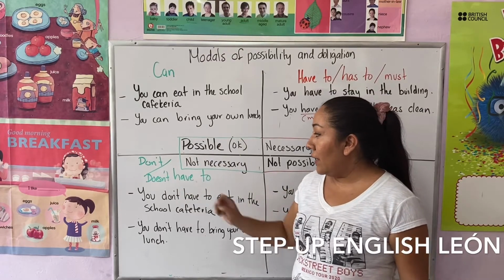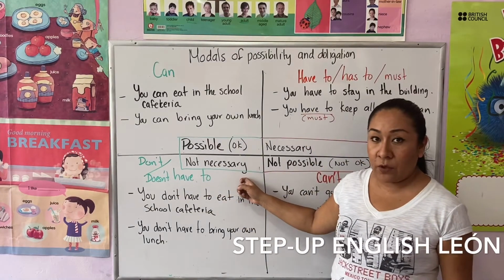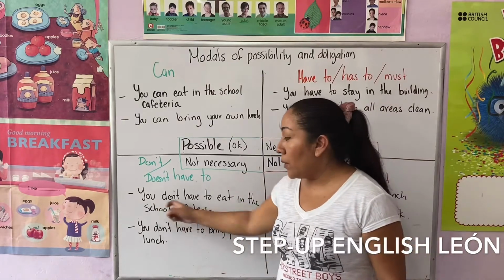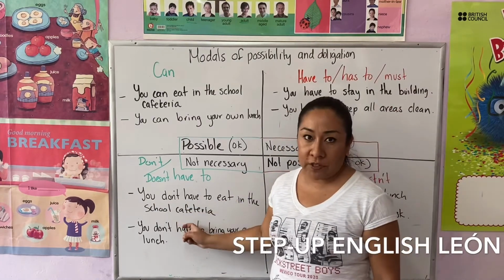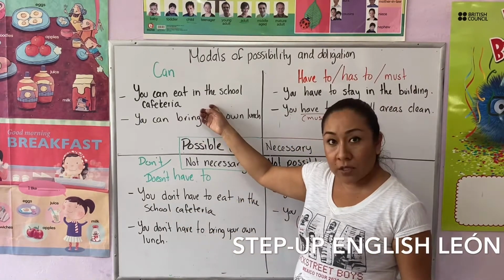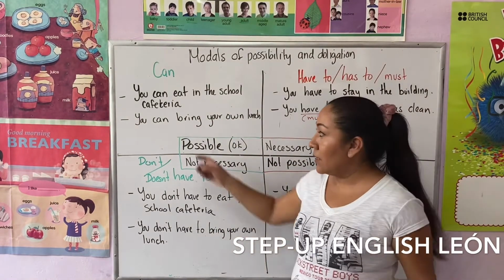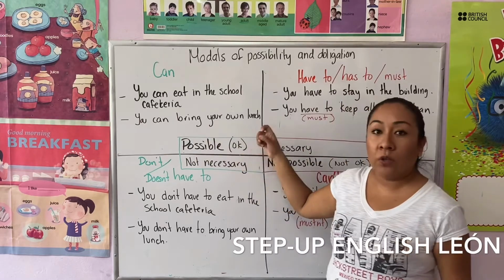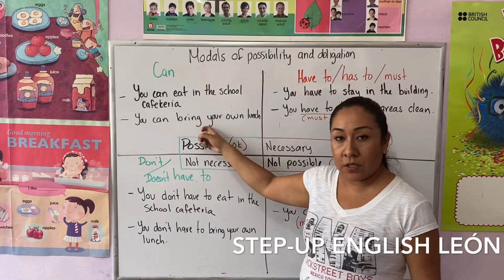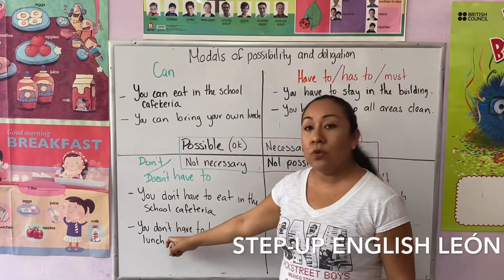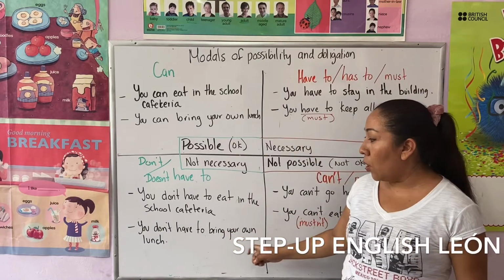But it's not necessary that you eat there. You don't have to eat in the school cafeteria. It means it's possible, but it's not necessary. Because you can bring your own lunch. It's possible, but you don't have to bring your own lunch.